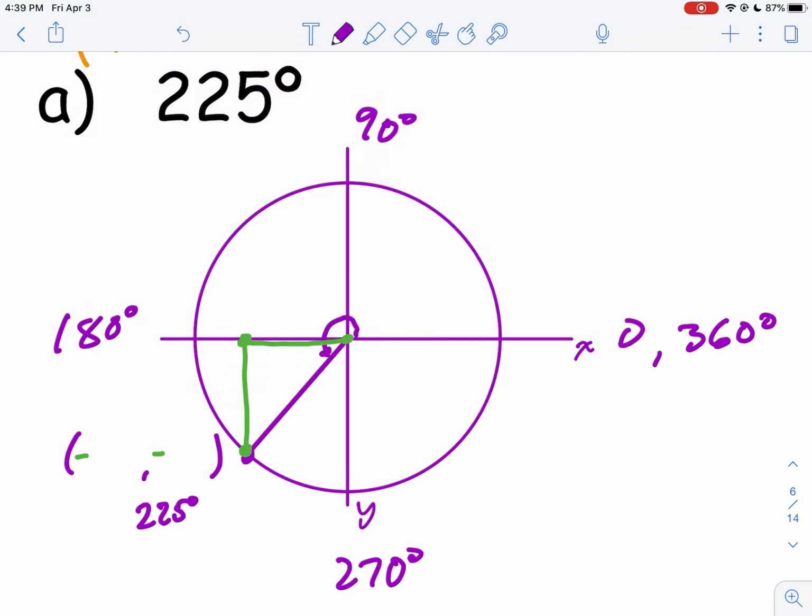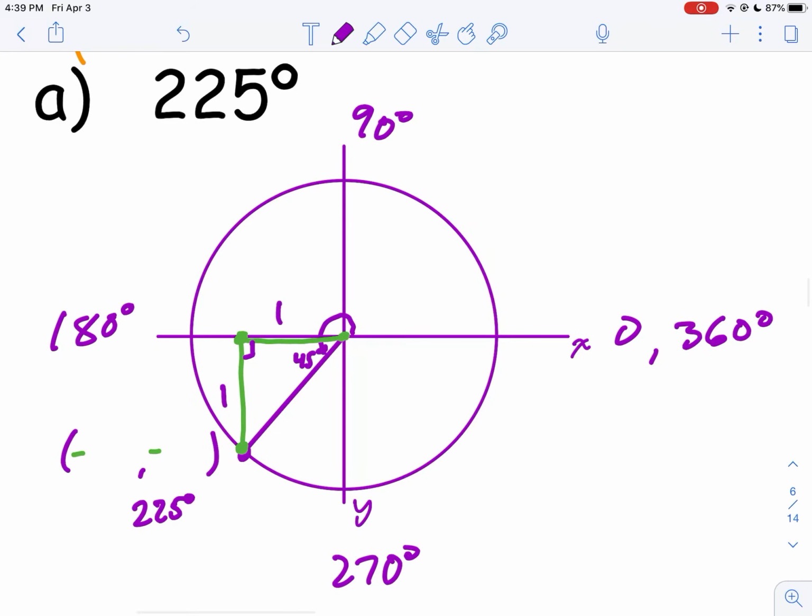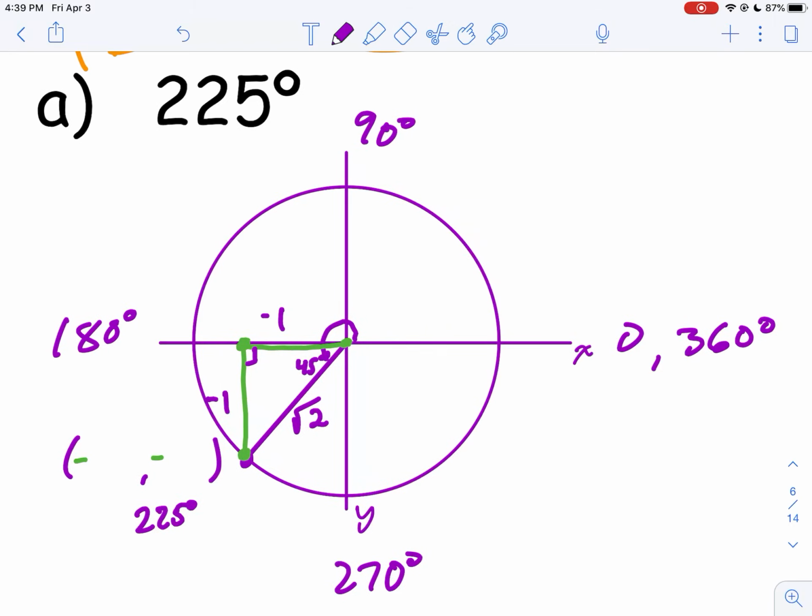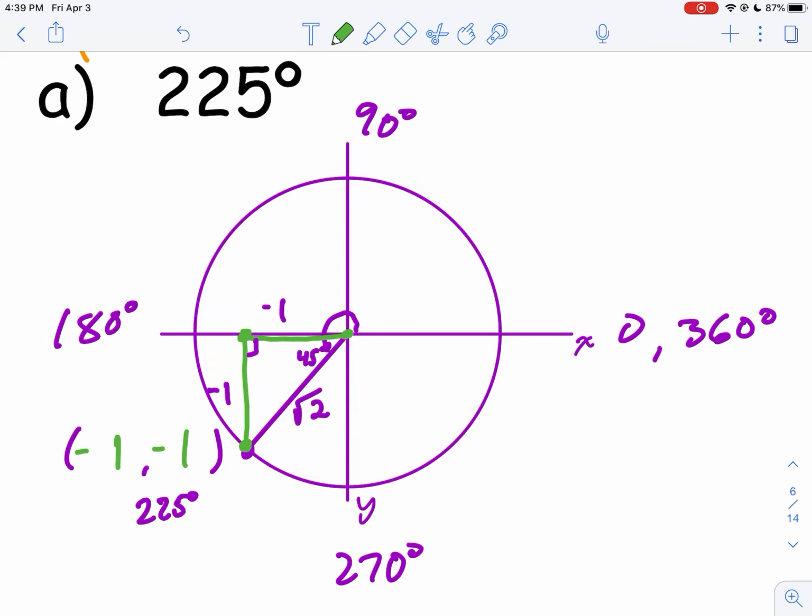If you think about the reference angle and you think about the triangle, you know this is 45, 45, 90. And so hopefully you remember your ratio is 1, 1, square root of 2. But in this case, these need to be -1, -1, square root of 2. And so in this quadrant, we get -1 for x, -1 for y.